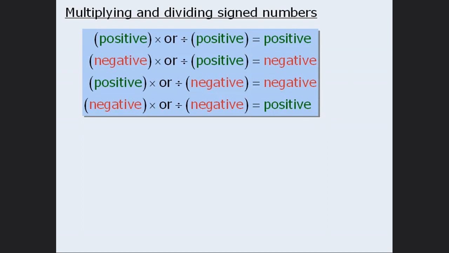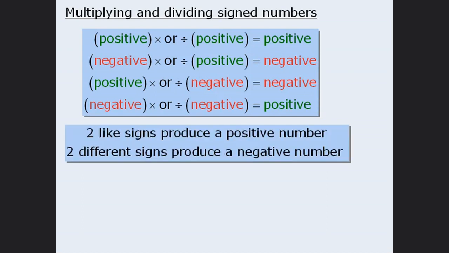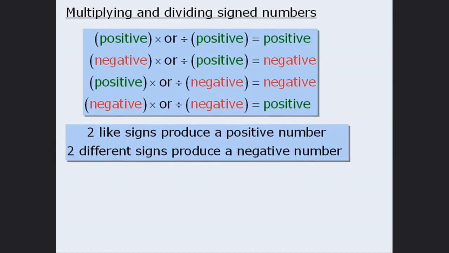Now, these rules can be summarized as follows. If we are multiplying or dividing numbers with like signs, that is, they are both positive or both negative, the result will be positive. And if we are multiplying or dividing numbers with different signs, that is, one is positive and the other is negative, the result will be negative. Now, once we use these rules to determine whether a result will be positive or negative, we then ignore the signs to find the product or quotient.